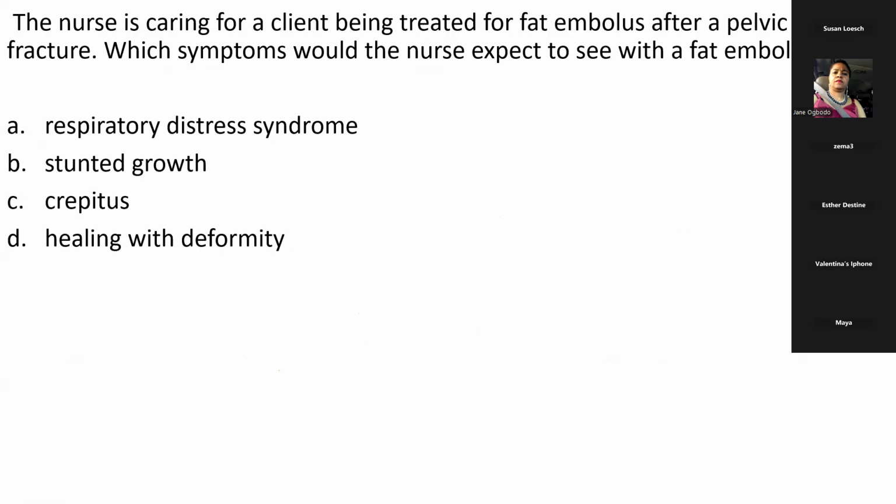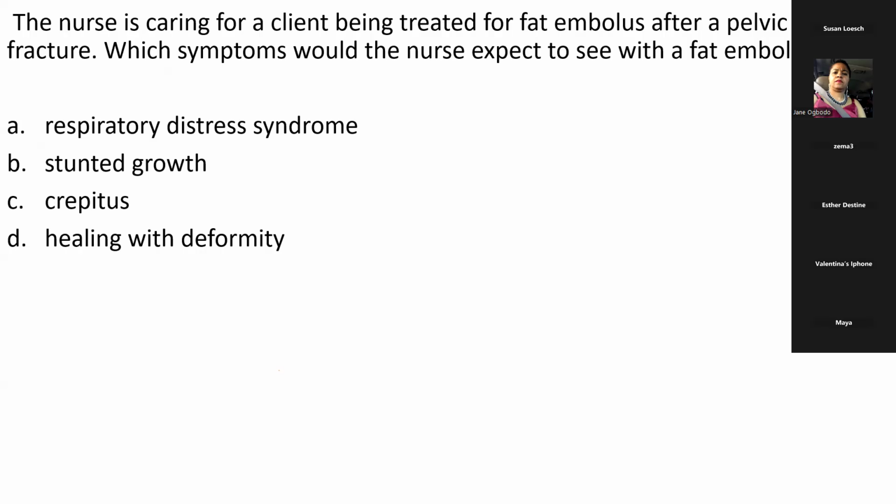Nurse caring for a client being treated for a fat embolus. So why do fat emboli happen and where do they most often occur? They occur with fracture. What kind of fracture? Hip fracture. So usually it's going to be a long bone fracture, okay? It happens more in the long bones. Like your high school football players, when they fracture their femur bone. You'll see this a lot, okay?